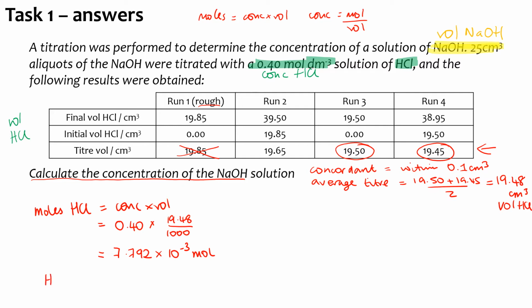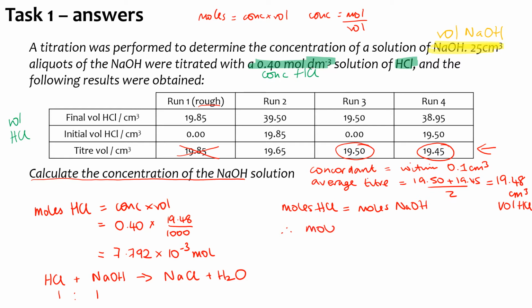So we need to think about the balanced equation, and HCl reacts with NaOH in a 1-to-1 ratio to form NaCl and H2O. So we have a 1-to-1 reaction just here. So that means that the moles of HCl are going to be equal to the moles of NaOH. And therefore, the moles of NaOH that were in our 25 centimeters cubed is going to be 7.792 times 10 to the minus 3, just the same as the HCl.